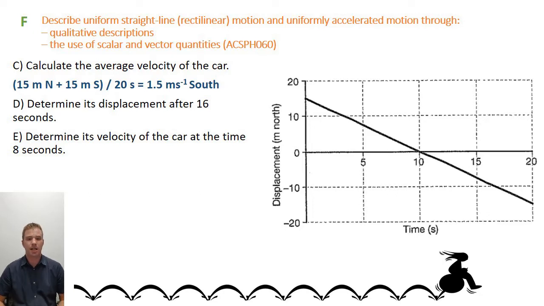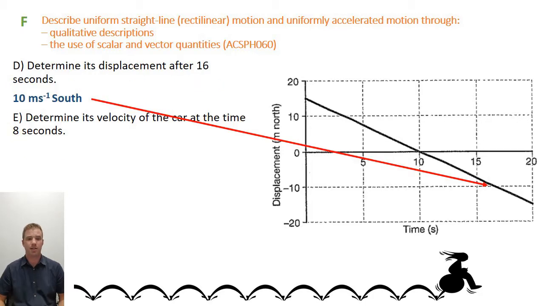Now, C, calculate the average velocity of the car. Now, because it's 15 meters north and 15 meters south, its displacement is 30 meters towards the south. Okay, so if we're looking at the time, it's the same time as what we just answered with average speed. So you should get the same answer of 1.5 meters per second south.